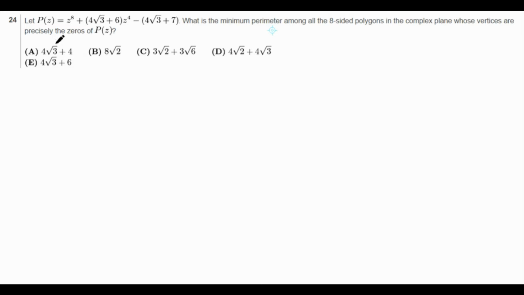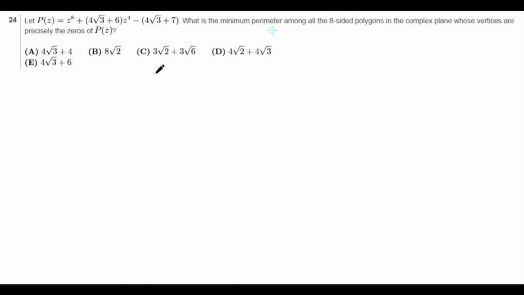This problem looks quite intimidating at first, but it actually isn't that hard. Let P(z) equal z to the power of 8 plus (4 root 3 plus 6) z to the power of 4 minus (4 root 3 plus 7). Once you graph this on the complex plane, you want to find the minimum perimeter of all the octagons that can be formed using these roots on the complex plane as vertices.